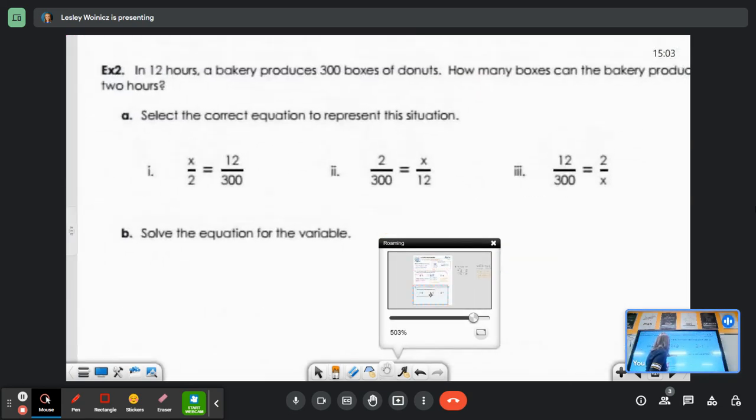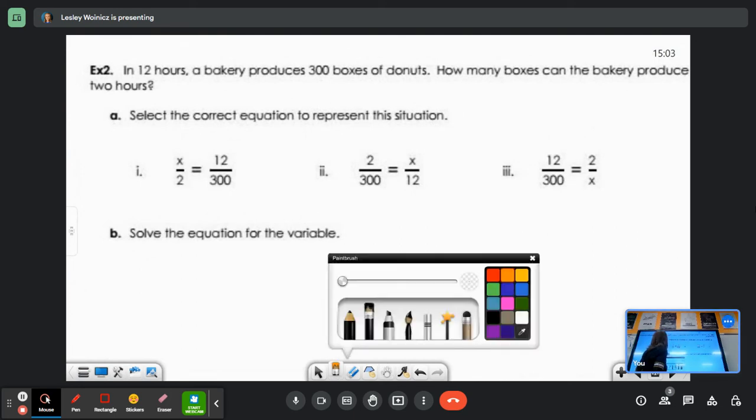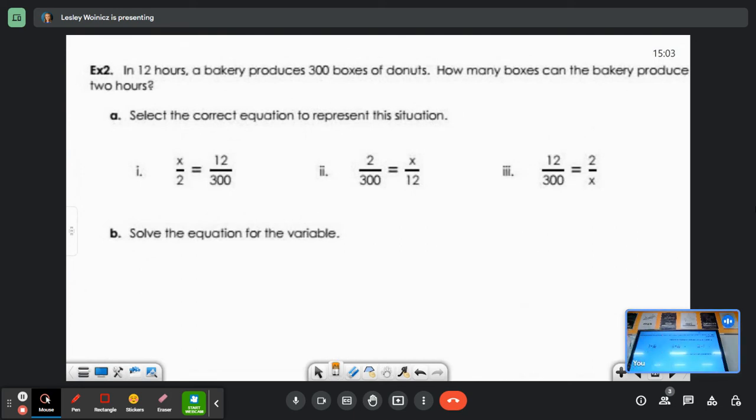All right. Let's try this one. I'm not going to forget this time. We're going to write a let statement. In 12 hours, a bakery produces 300 boxes of donuts. How many boxes can the bakery produce in 2 hours? What does x have to be? Yes, let x equal boxes.